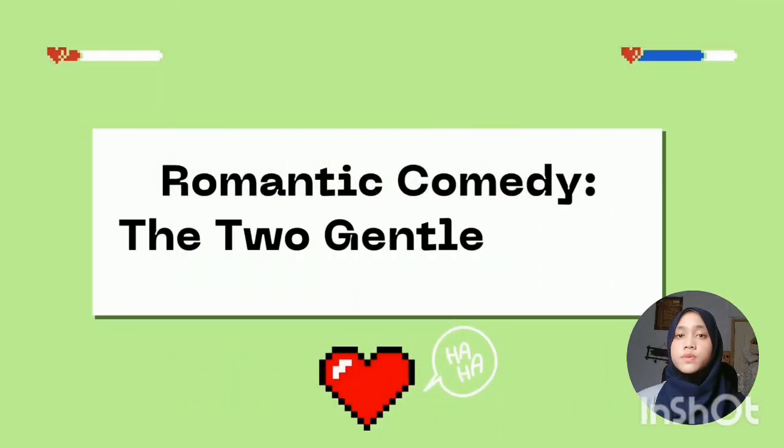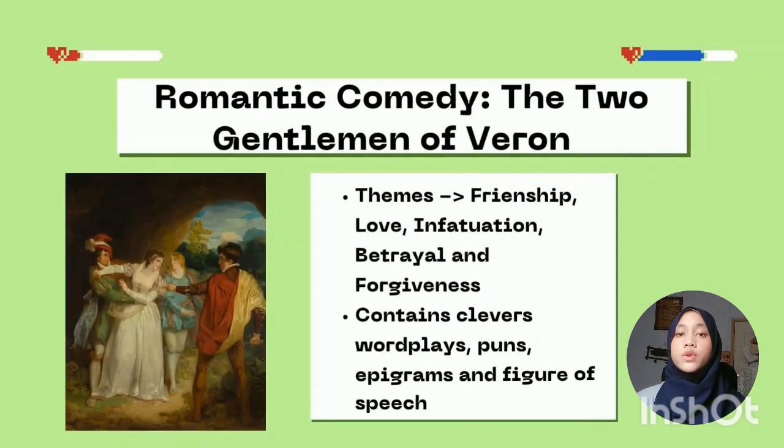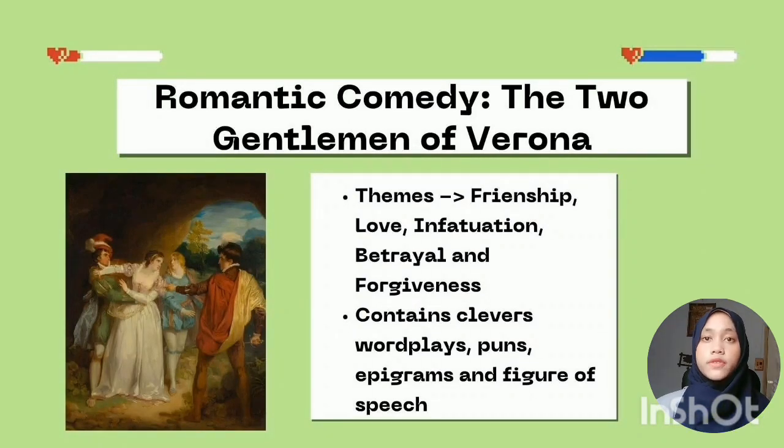Although Shakespeare is most famous for producing works of the tragedy genre, his earlier works were more focused on romantic comedy. One of his most successful romantic comedies was The Two Gentlemen of Verona, which includes elements of friendship, love and infatuation, betrayal, and forgiveness. Shakespeare's works of comedy often include happy endings and an abundance of witty conversations between characters. Therefore, it is no surprise that The Two Gentlemen of Verona was written with an abundance of flashy, clever wordplay, puns, epigrams, and figures of speech.